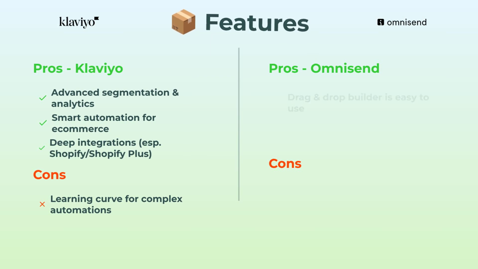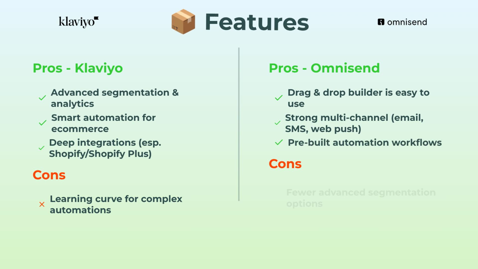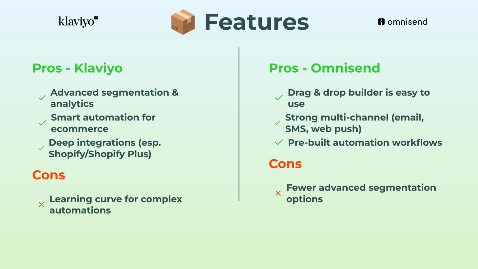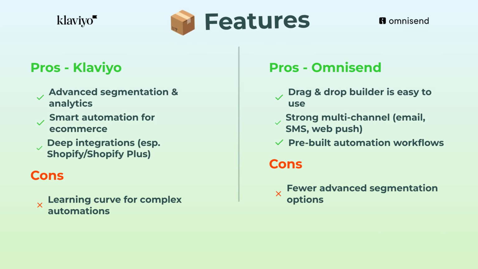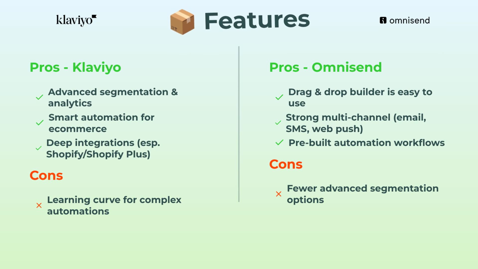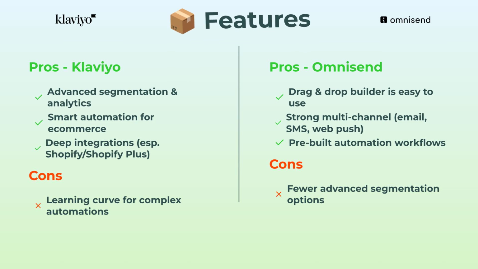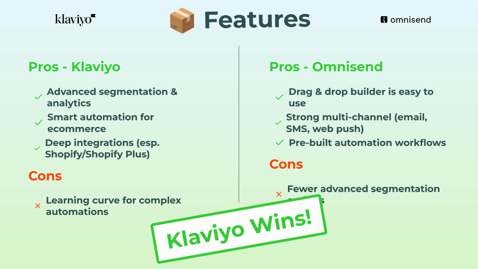Omnisend, on the other hand, is all about making things easy. The drag-and-drop builder, super simple. Plus, you're not just emailing, SMS, web push all in one dashboard. Pre-built automation flows let you get started fast. But if you want ultra-specific segmenting like Klaviyo, well, not quite as detailed. Still, on raw power, Klaviyo edges out Omnisend for features.